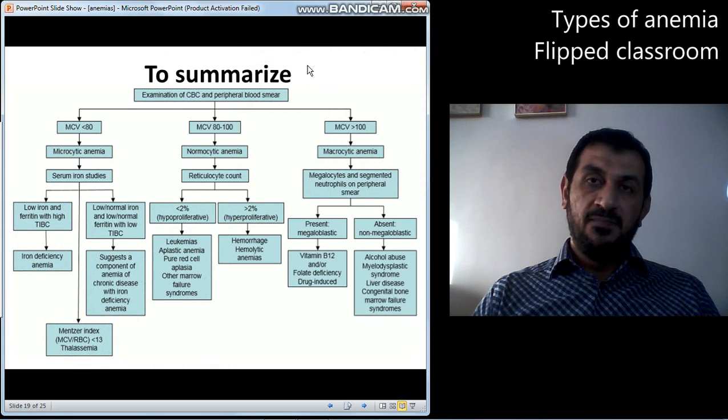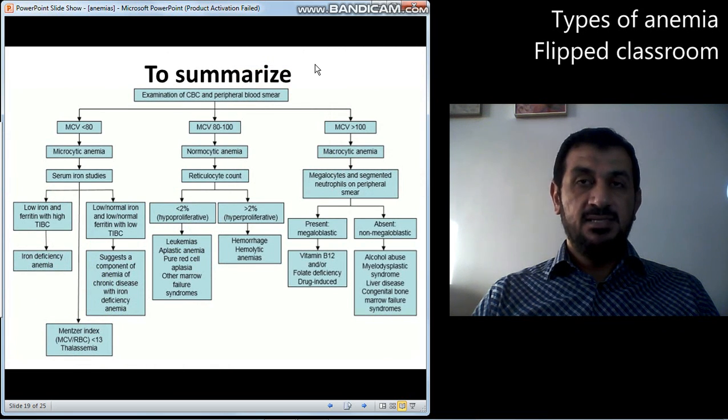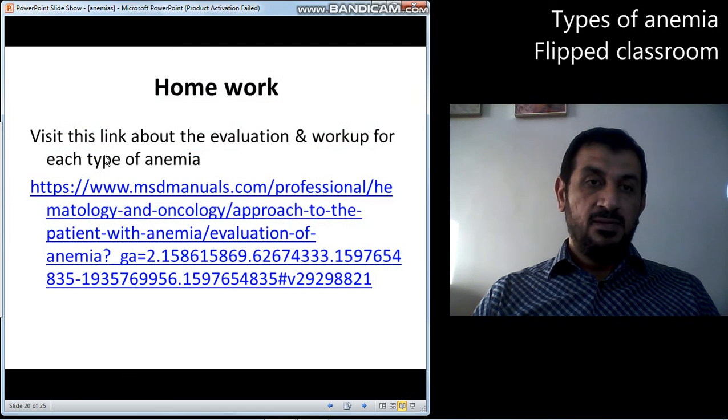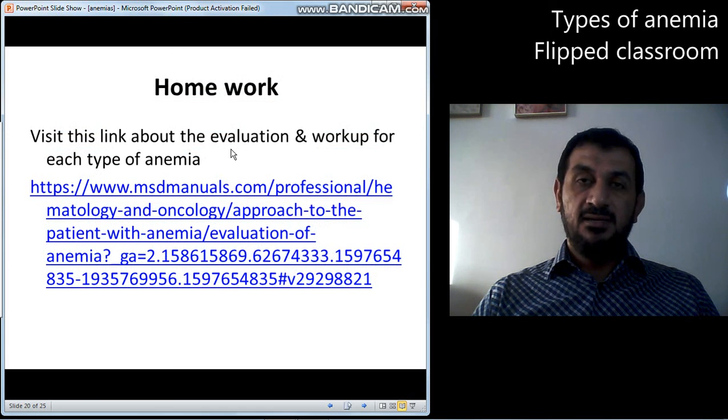To summarize, we can use the RBC's indices MCV and MCH to classify anemia to reach a final diagnosis for the cause of anemia. When you go home, please visit this link to know more about how to evaluate and investigate each type of anemia.